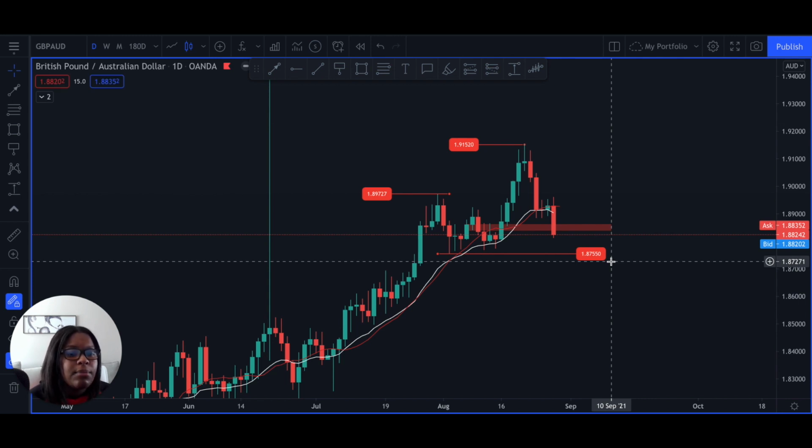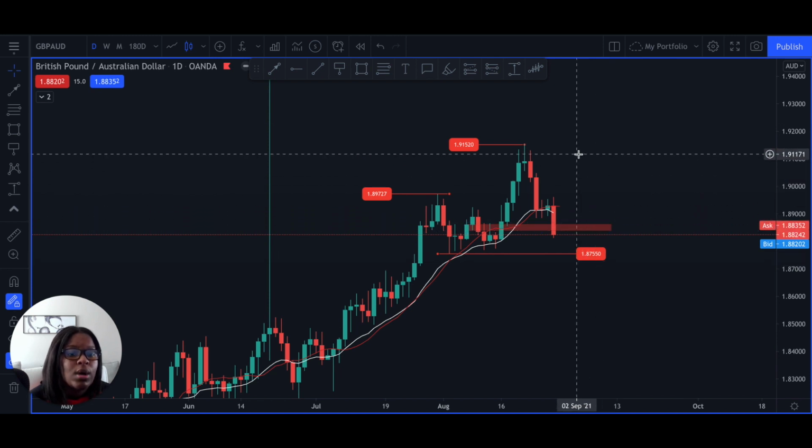Now, if price sometime this week shows me that the bulls have control, I will want to take a buy back up to the upside, back up to 1.91520 and potentially higher. And you guys, that is simple analysis. And to be honest with you guys, I'm done.